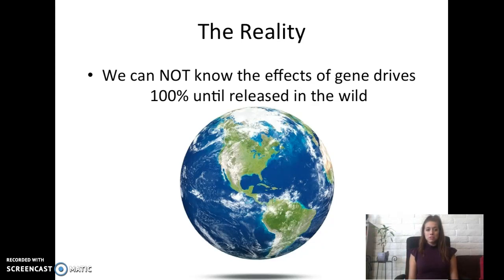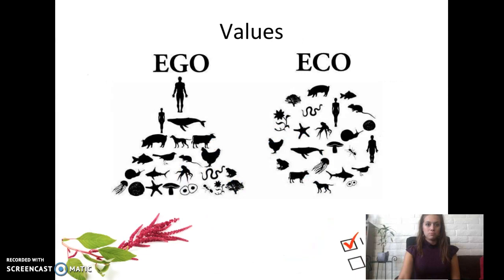So the reality of the situation is that we cannot know the effects of gene drives with 100% certainty until they are released in the wild. So with this, we absolutely need to accept that by releasing gene drives into the wild, we are turning the Earth into a living laboratory, and we must acknowledge the possible consequences. For this reason, gene drives have a lot of ethical implications.